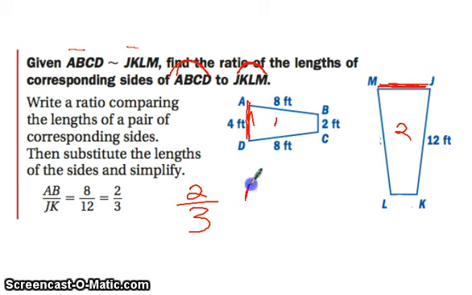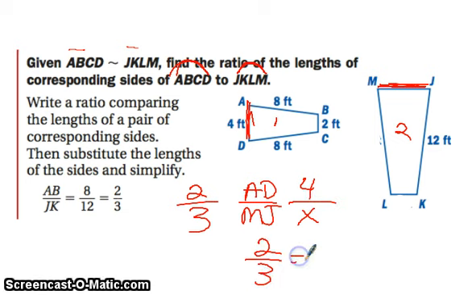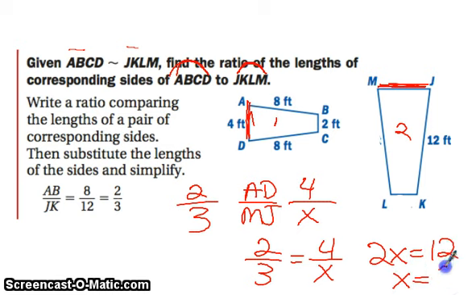And if we know side length AD equals 4, and we're trying to find side length M to J, and we don't know what that is, now let's set up our ratio, which is what we were doing with cross products. So we have 2 to 3 is proportional to 4 over x. So 2x equals 12, and we're going to find that x equals 6. So we know for this side length up here that MJ is 6 feet long.